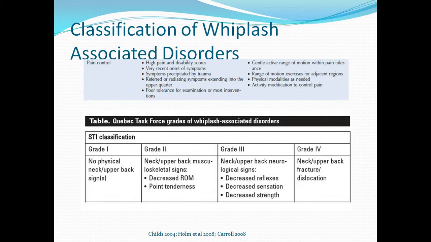They have referred or radiating symptoms extending into the upper quarter, and they have poor tolerance for examination in most interventions. For simple presentations, patients with whiplash likely fall under the treatment-based classification for pain control as described here. This model helps us guide treatment and is designed to give the best opportunity for improvement by allowing one to focus interventions appropriately. For others with more complex presentations of whiplash-associated disorders, initial treatment falls into the same classification.